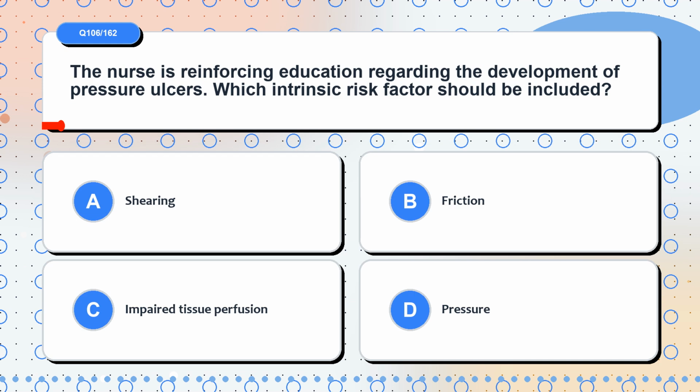Question 106. The nurse is reinforcing education regarding the development of pressure ulcers. Which intrinsic risk factor should be included? Here are the options. Option A. Shearing. Option B. Friction. Option C. Impaired tissue perfusion. Option D. Pressure.